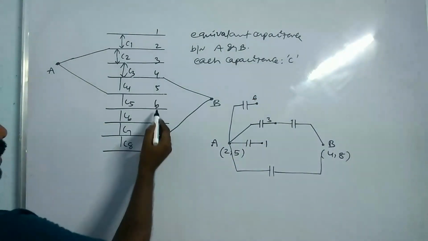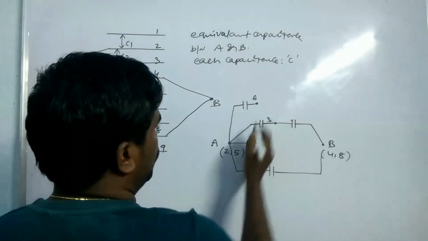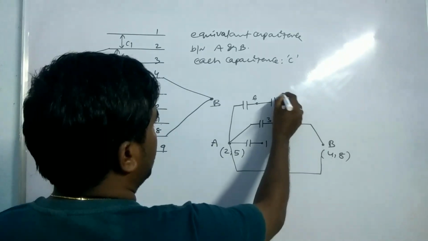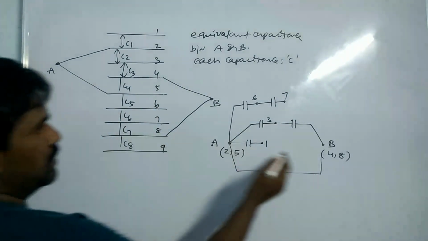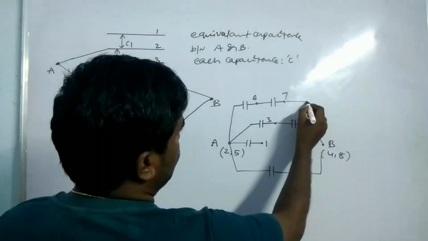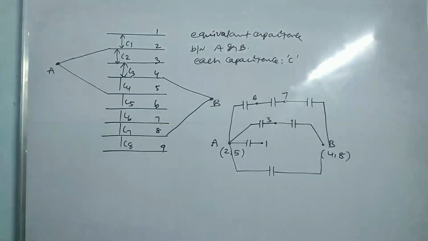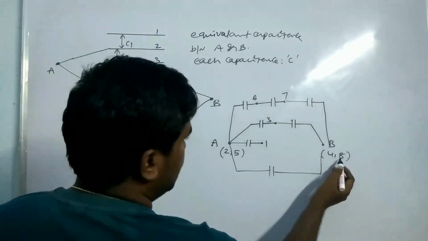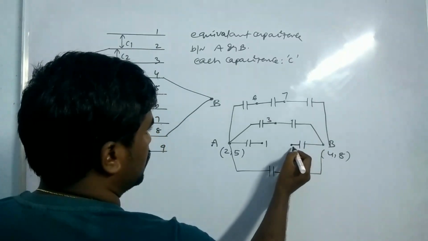Okay? And between sixth and seventh there is a capacitor. There is no seventh plate, here this is the capacitor having 7. And between 7 and 8 there is a capacitor. This is the 8. Okay, and between 8 and 9 there is a capacitor. This is 8, there is no 9, hence we have to draw this one. This is the 9.